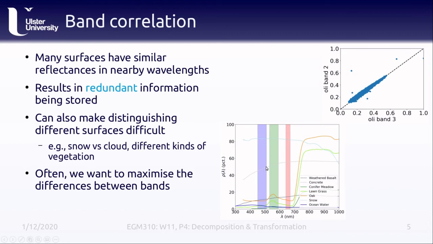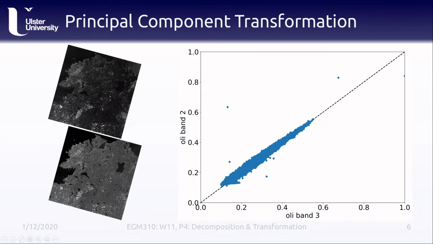To try and get around this, we have some techniques that we can use to help maximize the differences between bands, which makes it easier to extract information from an image. An example of how we can do this is shown here. I've included an image with two different Landsat bands, the visible blue band up here on the top and the visible green band here on the bottom.